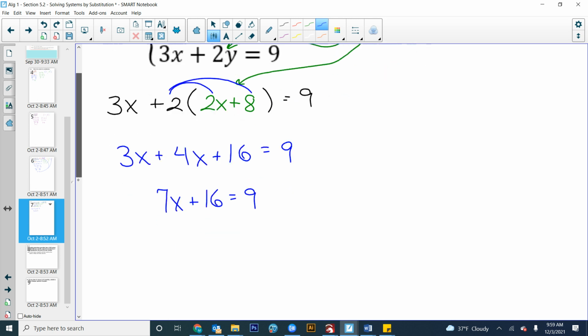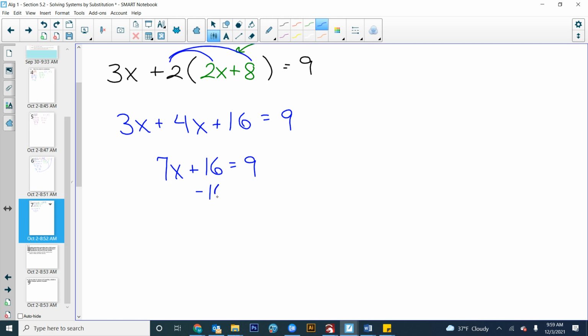16 equals 9. Subtract 16 from both sides. What's 9 minus 16? Negative 7. Divide by 7 and you get negative 1. Guess what we just solved for? The x in the point where they cross.